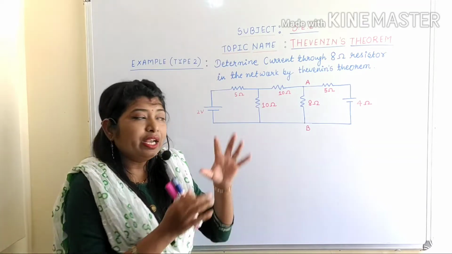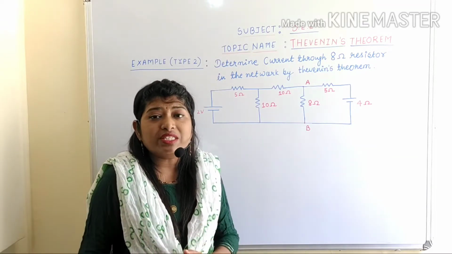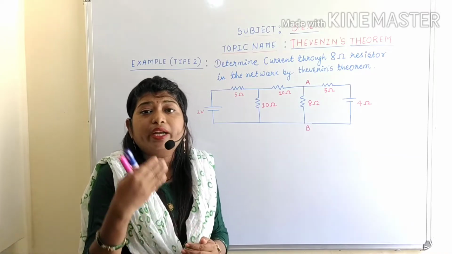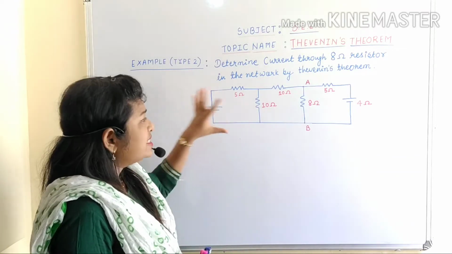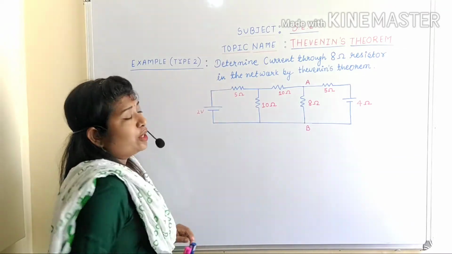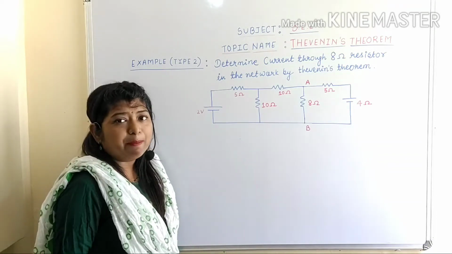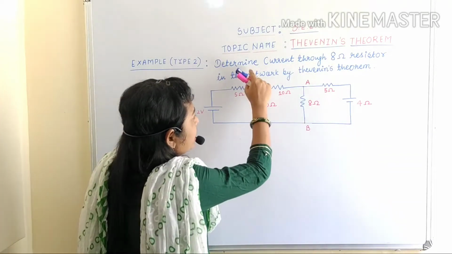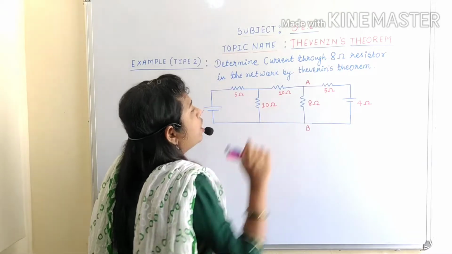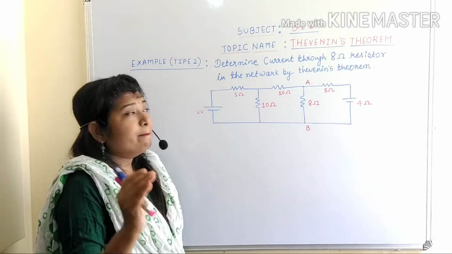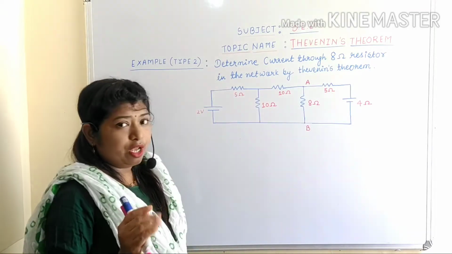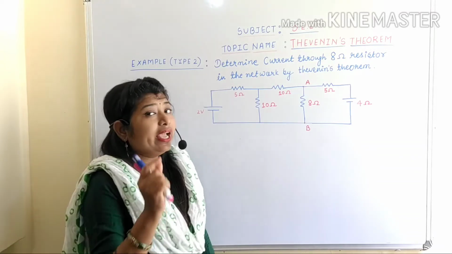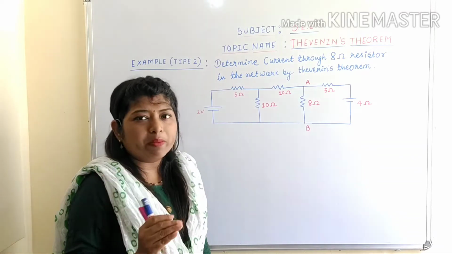In today's lecture we are going to study type number 2 related to Thevenin's theorem. Why is this type number 2? What do you need to calculate? What is given in the example? Let's begin with this. Determine the current through the 8 ohm resistor in the network by using Thevenin's theorem. You have to calculate the current flowing through the 8 ohm resistor.